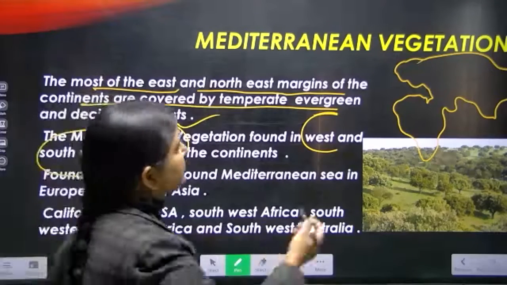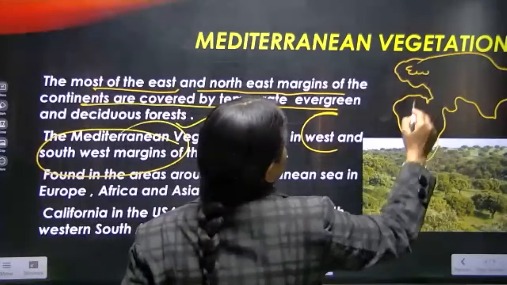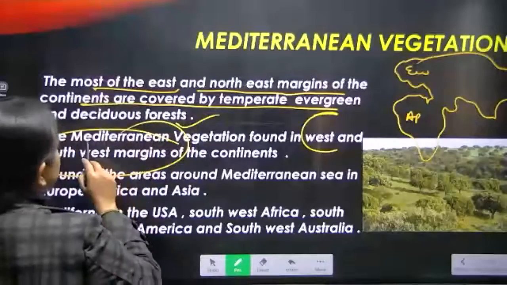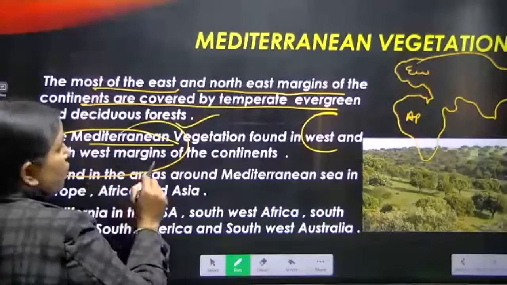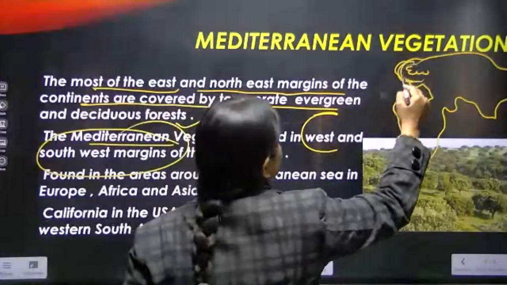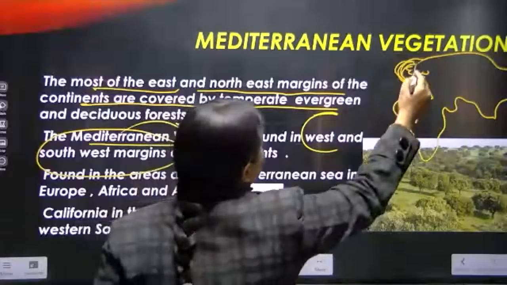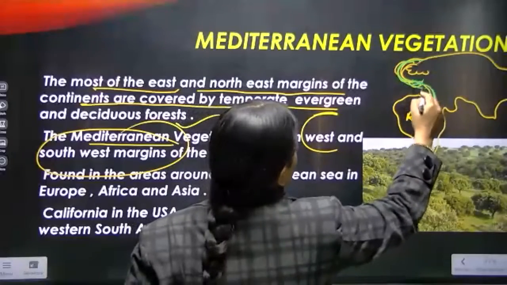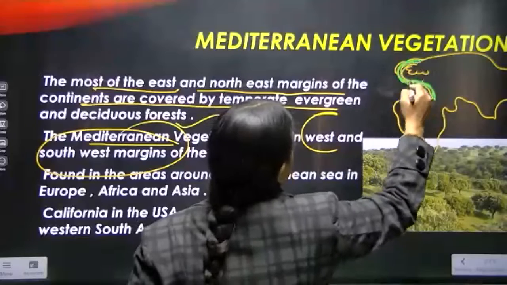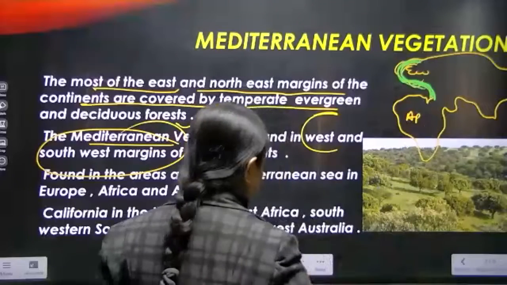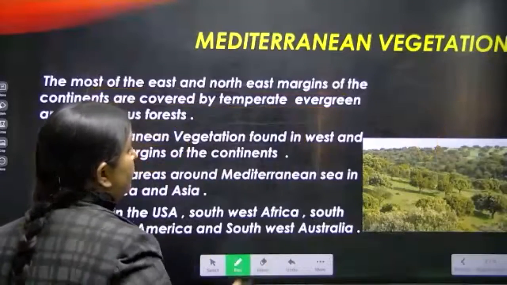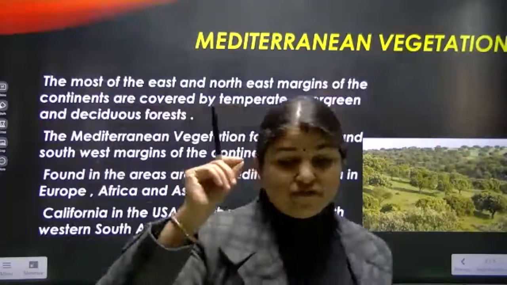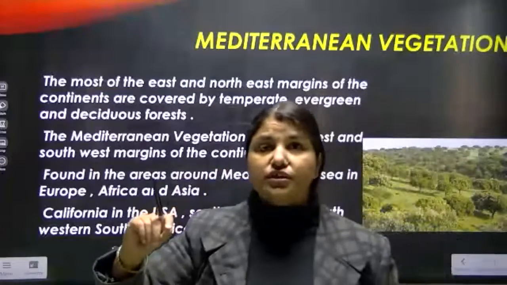So now what is there? Just suppose here it is Europe, here it is Africa. Now this Mediterranean vegetation that we found in the western part, this one, in this western part and the southwestern part, is where we found this Mediterranean vegetation. Make a difference in your mind, make the difference over there.